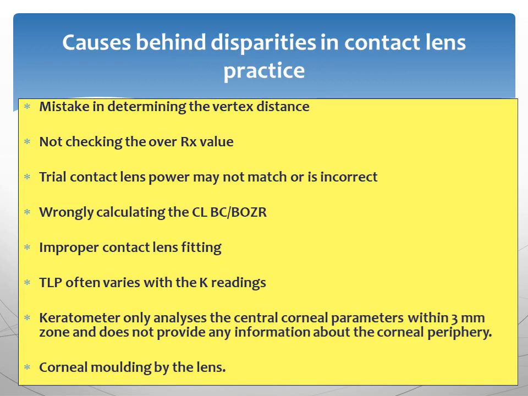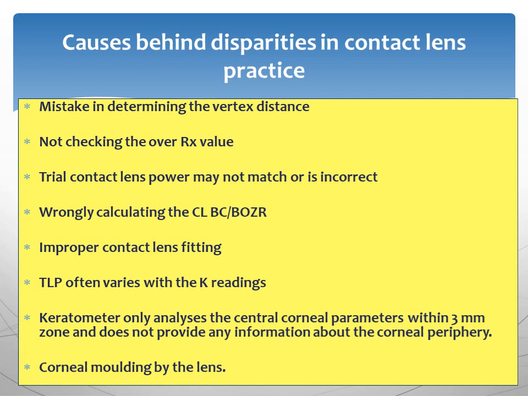Now, this is a very, very important thing that we have to remember as contact lens practitioners. That is the causes behind the disparities in contact lens practice. The first is the mistake in determining the vertex distance. I've already discussed in my previous presentation how important it is to calculate the vertex distance power. So either we can refer to the contact lens power calculation formula or we can refer to the vertex chart. Next is not checking the over refraction value, which is very important, as I've discussed already. Third, trial contact lens power may not match or is incorrect.